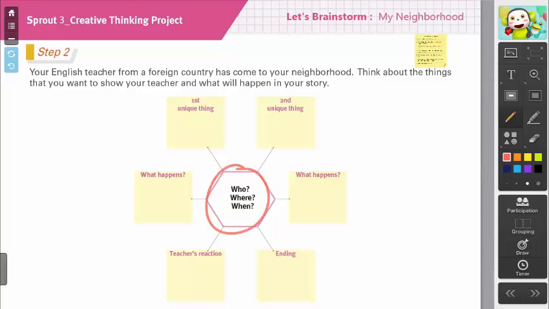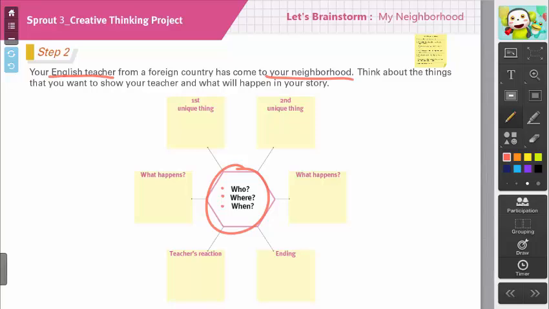Let's look at the middle here first. So who is in this story? Can anybody tell me? Excellent. So your English teacher is in this story, you and your English teacher. Okay? Where does this story take place? And they might say something like, your neighborhood. Very good job. And then afterwards, I also want you to think about, when does this story take place? So did it happen yesterday? Last week? 2 weeks ago? Remember, when we're talking about when, we're talking about time. So when does this story take place?